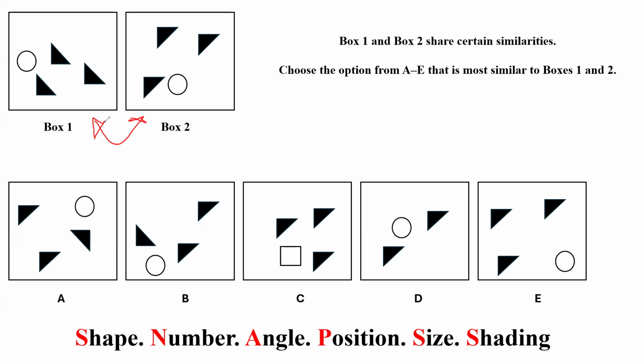Once we've established the features that are similar, we're going to see if we can find one option that shares the same similarities. Now, like Alexa said, SNAPS is there to remind us, but sometimes what we should do instead is see if anything jumps out to us immediately, and then use SNAPS if we can't find anything. So with this one, let's go straight to the list.